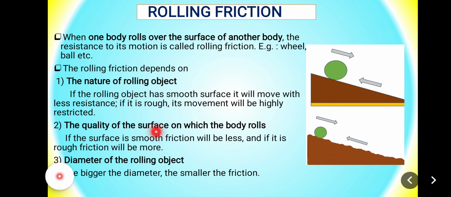The quality of the surface on which the body rolls. If the surface is smooth, there will be less friction, and if the surface is rough, there will be more friction. Diameter of the rolling object. The bigger the diameter, the smaller the friction.